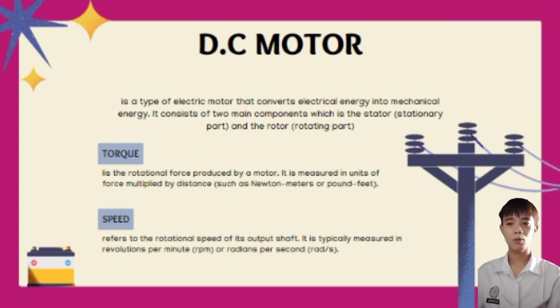It consists of two main components, the stator or the stationary part and the rotor or the rotating part. The torque and the speed of a DC motor are important parameters that determine its performance. Torque is the rotational force produced by the motor. It is measured in units of force multiplied by distance, such as Newton meters or pound feet. While the speed of a DC motor refers to the rotational speed of its output shaft. It is typically measured in revolutions per minute, or RPM, or radians per second, or rad/s.